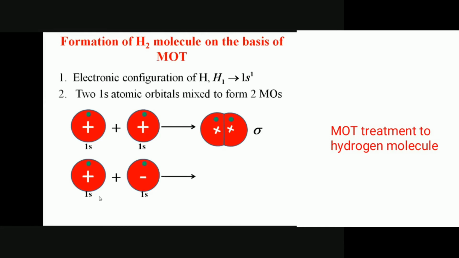Since the electron density of one 1s is more and the electron density of the other 1s is less, negative sign, they will have lesser overlap. If they are having less overlap, they do not contribute toward the stability. The stability is less, so the energy will be higher, and it will form a higher energy molecular orbital, which is termed the antibonding molecular orbital. So this one is the antibonding molecular orbital. So this is sigma star.